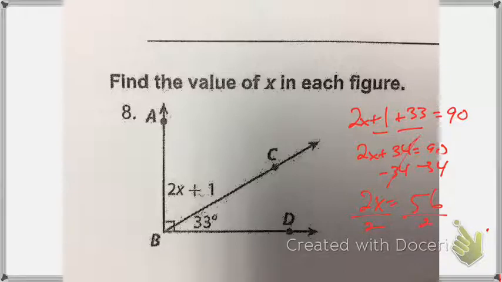So divide by 2, and I get x is 28 degrees. I was so confused. So now let's check it. 56 plus 1 is 57. 57, 33, does that make 90? All right, we're good. I made a little mistake. When we checked it, it didn't work out. We fixed it, checked it, it works. That's why you check your work, guys.